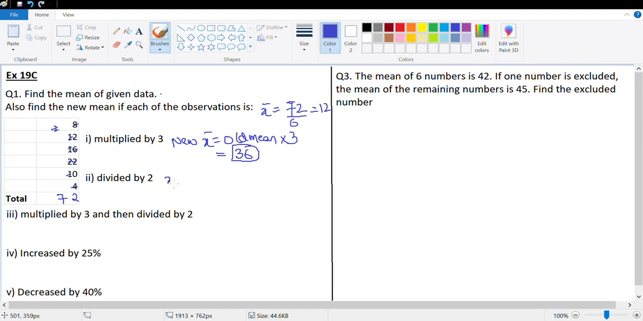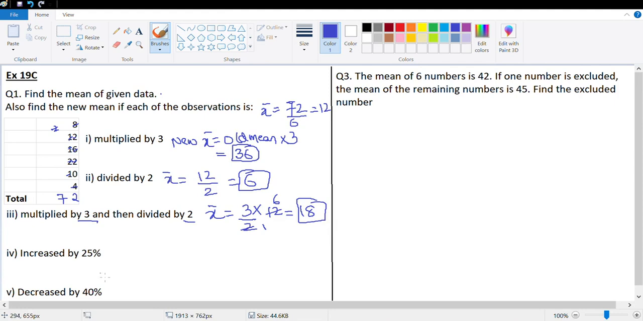In this case, new mean will be equal to 12 divided by 2, which is 6. First multiplied with 3 and then divided by 2. So new mean will be 3 divided by 2 into the old mean, which was 12. So this is 2 into 6. New mean will be 18. Good. Let's look at the next one.